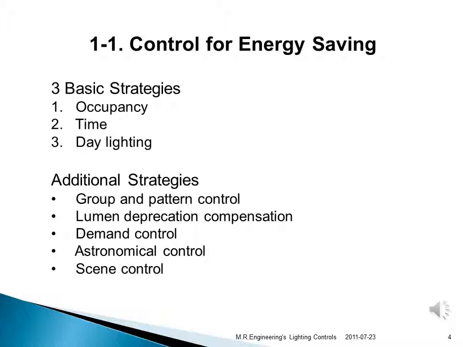For saving energy, our lighting control system is separated into three basic strategies: occupancy sensor, time schedule, daylight sensor. Additional strategies include group and pattern control, lumen depreciation compensation, demand control, astronomical control, scene control. In addition to the strategies above, we at MR Engineering are continuously creating new ideas for saving energy.